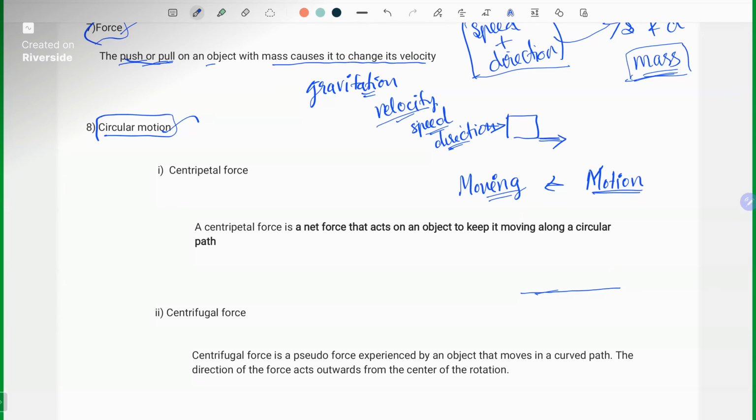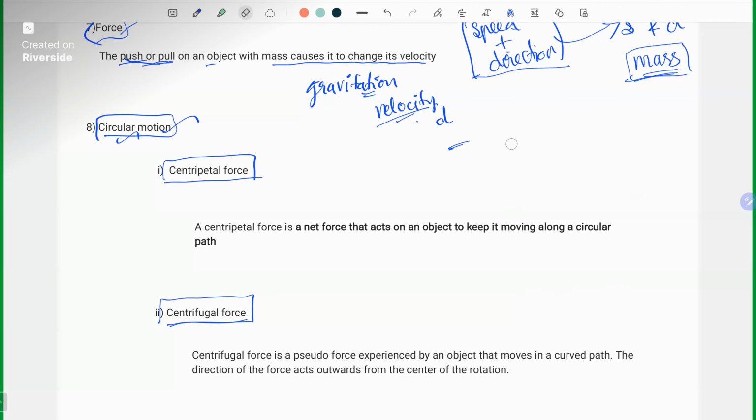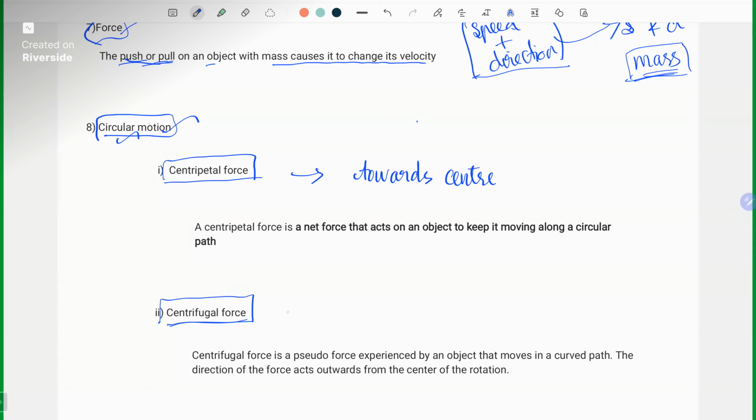Okay. Does anybody here know what is centripetal force? Circular motion will involve two forces, centripetal and centrifugal force. Does anyone know? Moving towards the center point of the circle. Okay, I'll explain it. Centripetal is towards center. A force which pushes an object or which keeps an object towards center. Centrifugal is away from center.